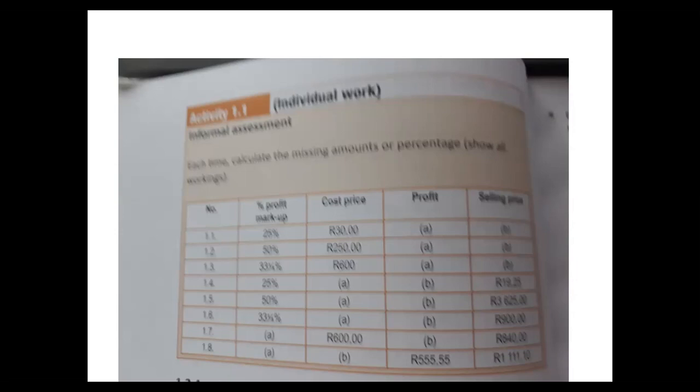1.5, we've got 50%, and we've got the selling price of 3,625. So to calculate the cost price, you're going to take the selling price of 3,625, and remember it's the cost price, so you're going to multiply it with 100 divided by 150. Then you get an answer, and that will be your cost price of 2,416 Rand 67 cents.